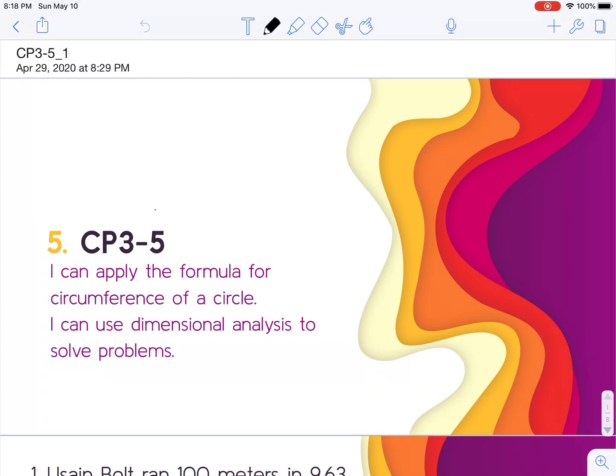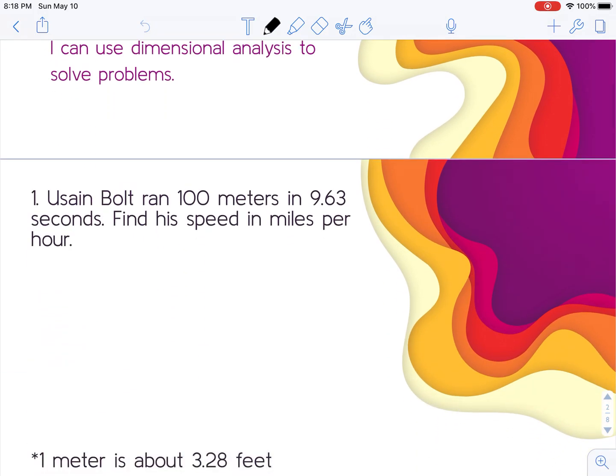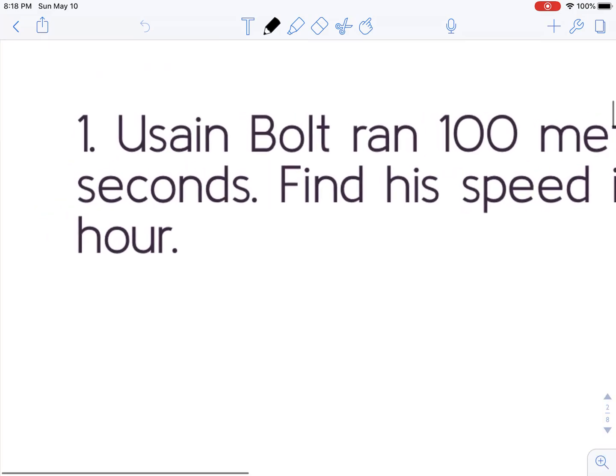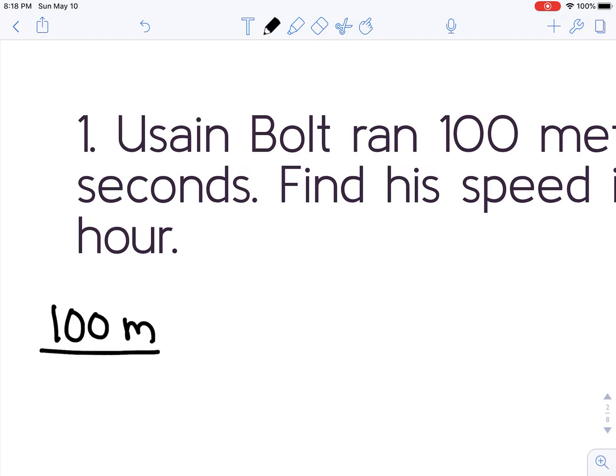On CP3-5, we're going to apply the formula for circumference of a circle to word problems in real-world situations, and we'll practice using dimensional analysis to solve problems and convert units. All right, so we are trying to switch 100 meters in 9.63 seconds to miles per hour. So I'm always going to start with my given rate, so 100 meters in 9.63 seconds.